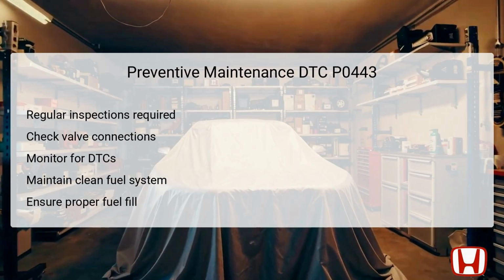Additionally, monitoring for DTCs during routine maintenance checks allows for early detection of potential issues before they escalate into more extensive repairs. Keeping the fuel system clean and free of contaminants also plays a significant role in maintaining proper operation of the EVAP system. Lastly, ensuring that the vehicle is filled with quality fuel and avoiding overfilling the gas tank can reduce the chances of vapor leaks and system pressure issues, promoting optimal long-term performance and compliance with emissions regulations.